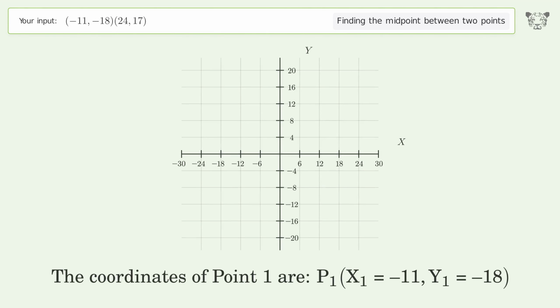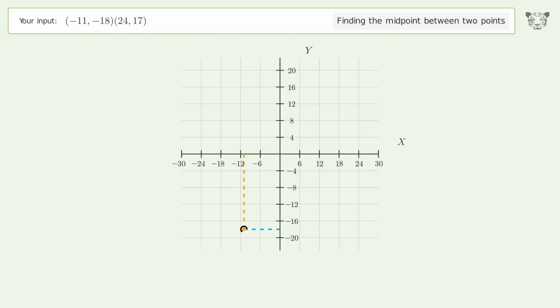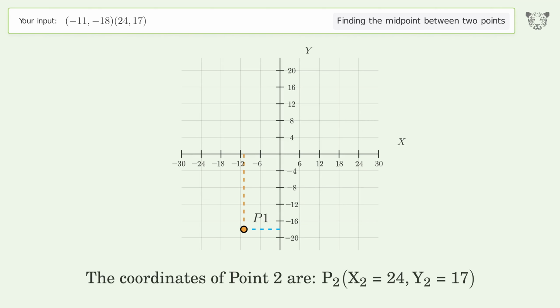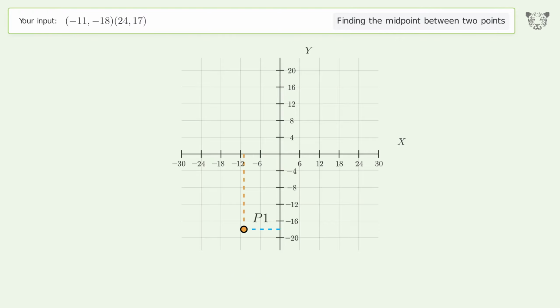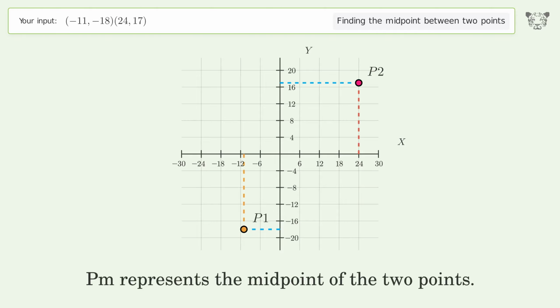The coordinates of point 1 are x1 equals -11, y1 equals -18. The coordinates of point 2 are x2 equals 24, y2 equals 17. PM represents the midpoint of the 2 points.